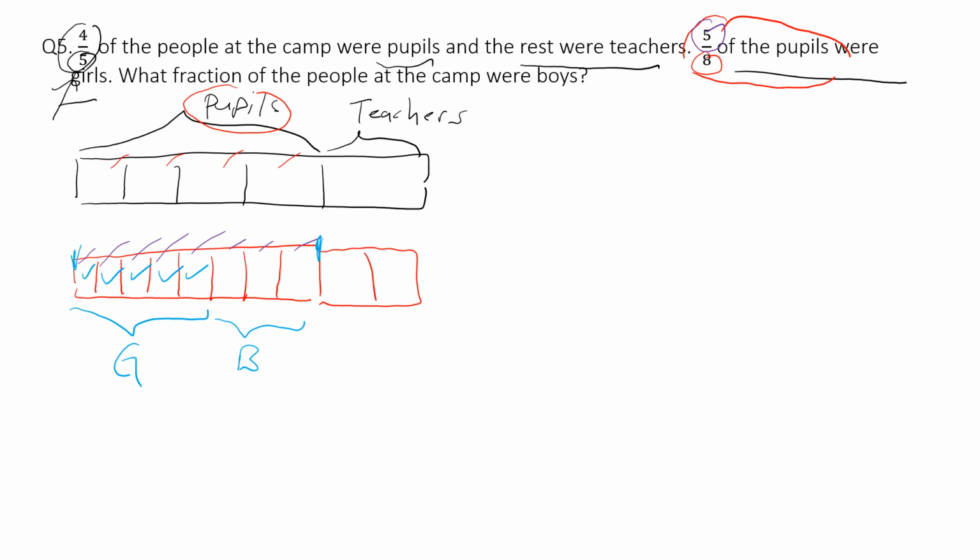So now again check. For boys, there are 3 units. How many units are there in total? Okay, we count together. 1, 2, 3, 4, 5, 6, 7, 8. Then 9, 10. So 3 out of 10 is the answer for question 5.